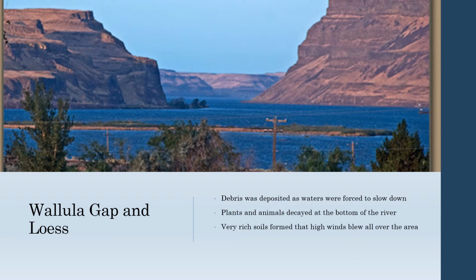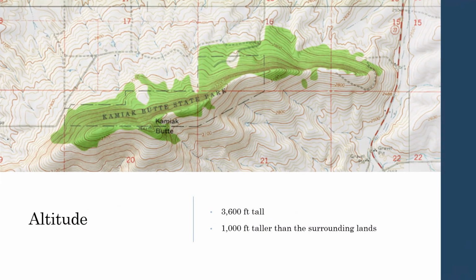Now that we've talked about the geological foundations of Kamiak, we can talk about its impacts on the local weather and ecosystems. At its peak, Kamiak Butte stands around 3,600 feet tall. This is about 1,000 feet taller than the land surrounding the butte. The difference in height plays a large role in the weather for the area.